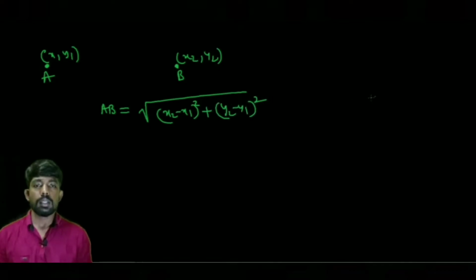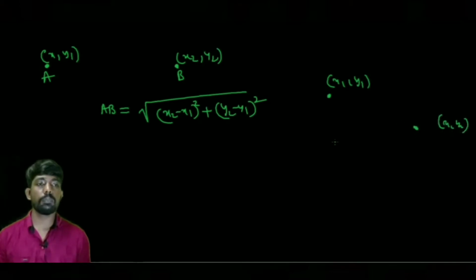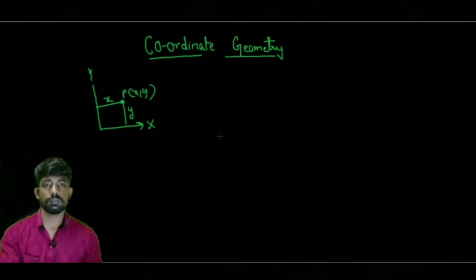Now let us consider a slope. Here one point is (x1, y1) and the next point is (x2, y2). Now what is the slope of this line? The slope is (y2 minus y1) divided by (x2 minus x1).